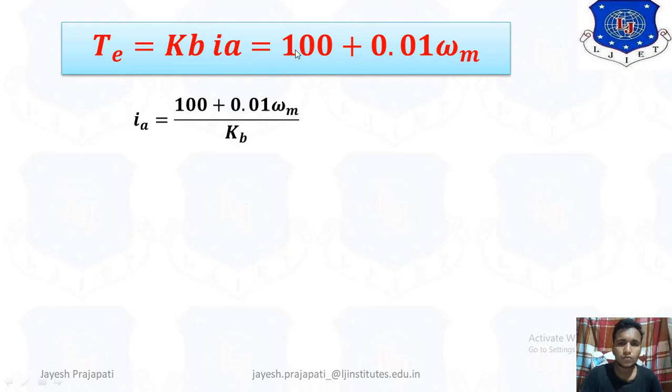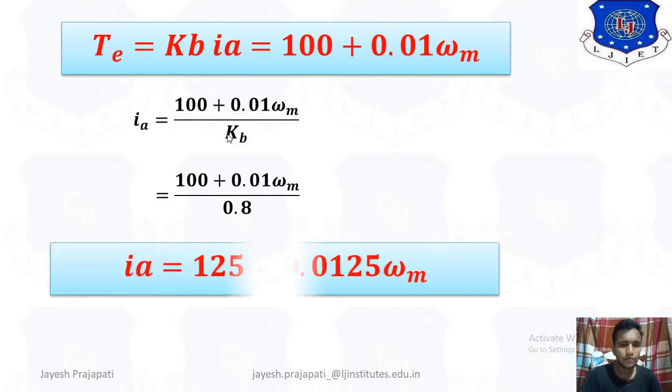So Ia is equal to 100 plus 0.01 omega m divided by Kb, and the Kb value is 0.8. So we note down 100 plus 0.01 omega m divided by 0.8. To solve this equation, we divide 100 by 0.8 and 0.01 by 0.8. So the equation is like this: Ia is equal to 125 plus 0.0125 omega m. That is equation number 3.